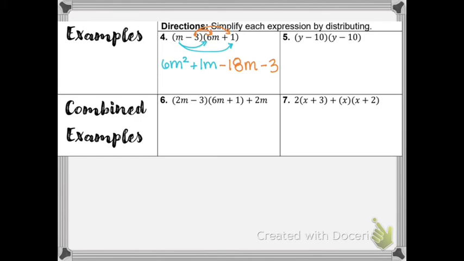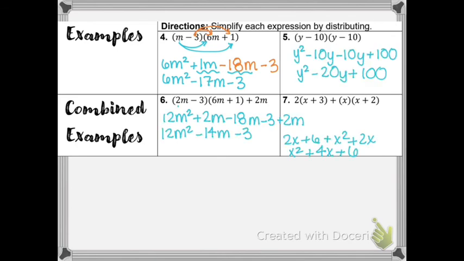Combining like terms, we have 6m squared. Let's combine these middle terms. Negative 17m and then minus 3. Okay, go ahead, pause the video, try these last 3 problems.